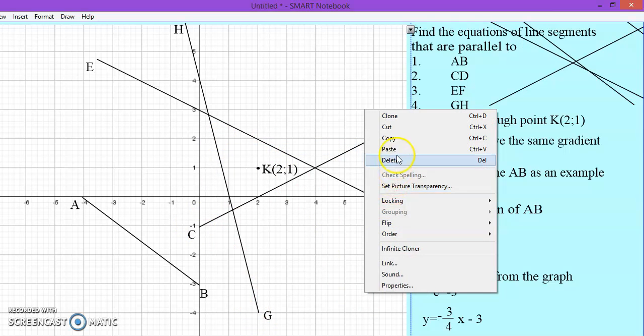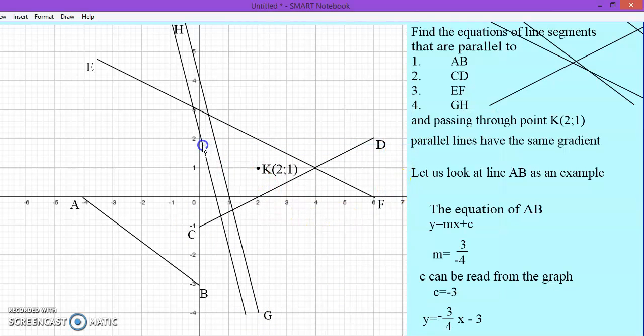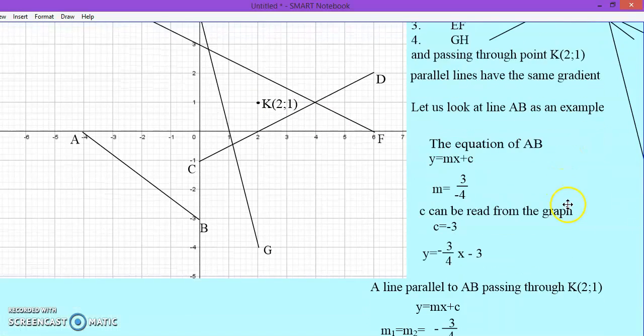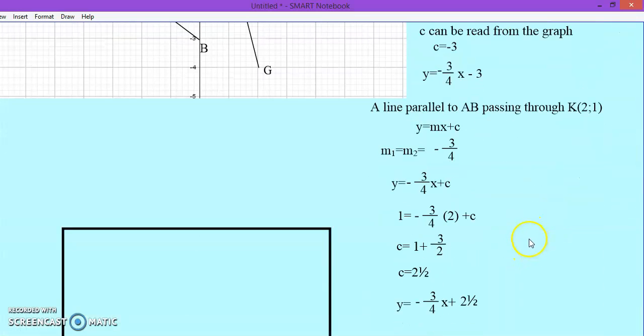And then last but not least, GH. Copy and paste. If a line is parallel to this line and it cuts through K, where will it pass the x-axis if they are parallel? And these I will calculate in the same manner that I calculated the equation of AB. Remember, the gradient of the other lines will be different, but point K, (2; 1), according to this information that is given, will be the same.